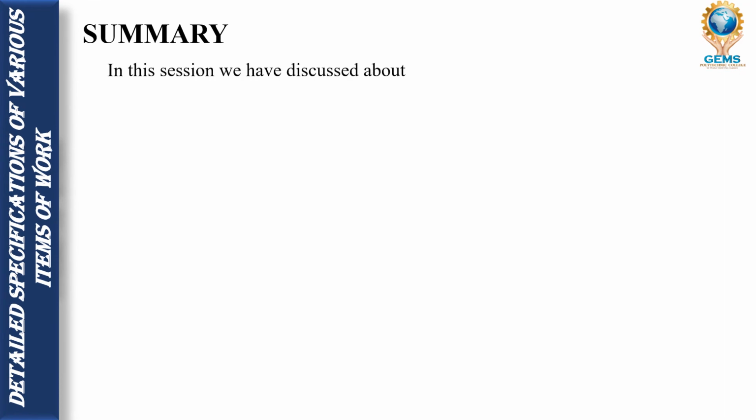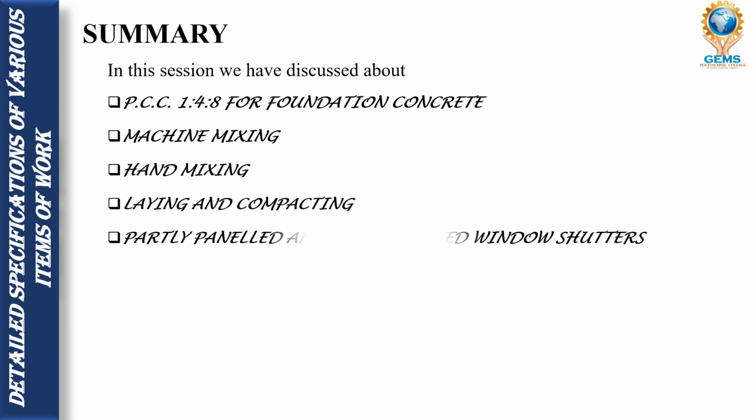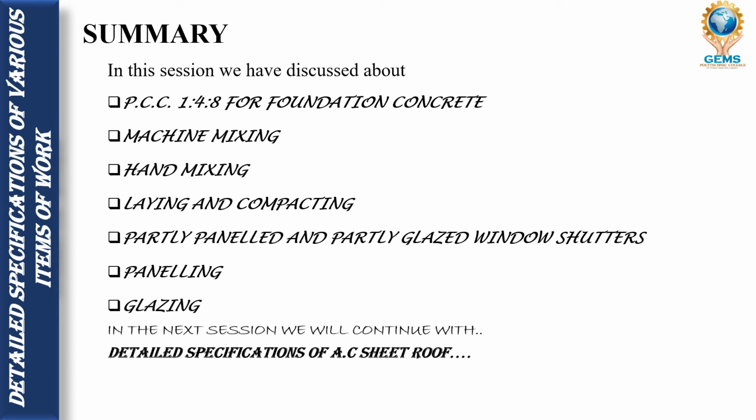Then summary. In this section we have discussed PCC for foundation concrete, how to do machine mixing, how to do hand mixing, how to lay and compact, then the specifications for partly paneled and partly glazed window shutters, what is paneling, and what is glazing. These are the things we have learned in this lecture 10. In the next lecture 11, we are going to see the detailed specifications of an AC sheet roof.